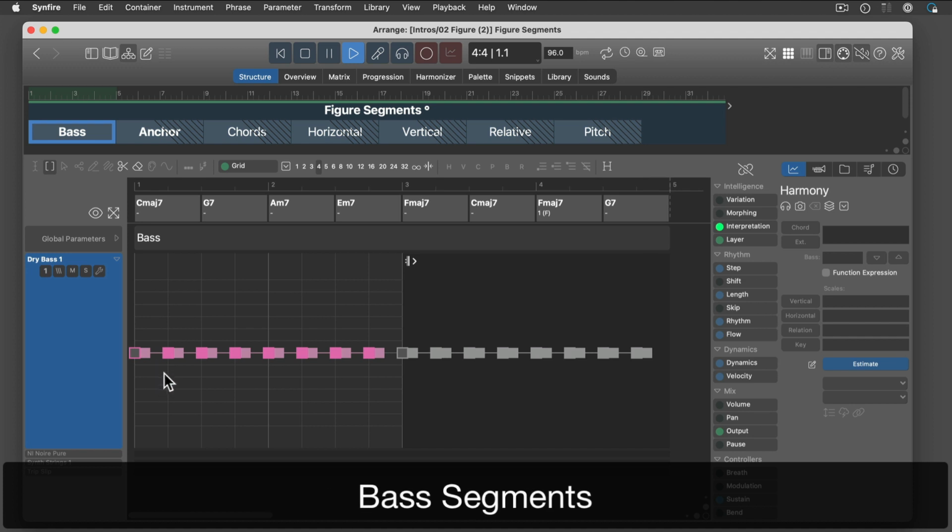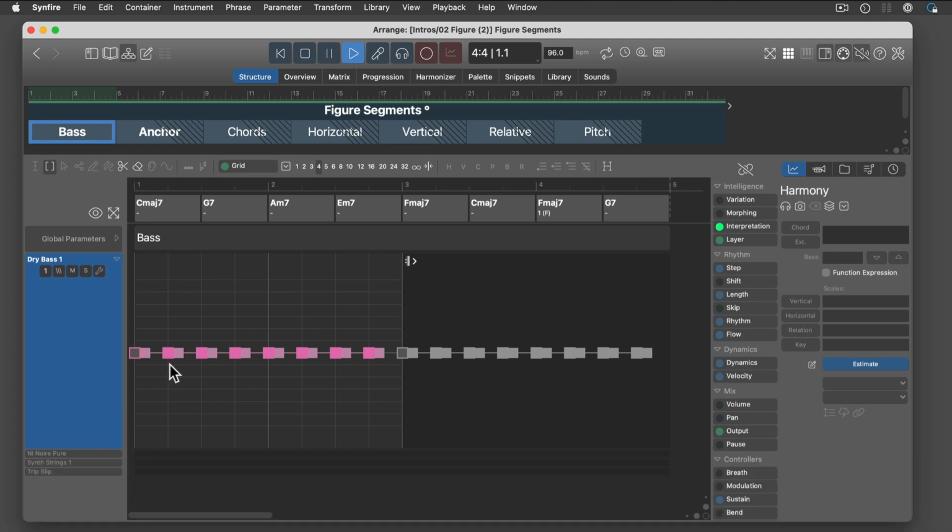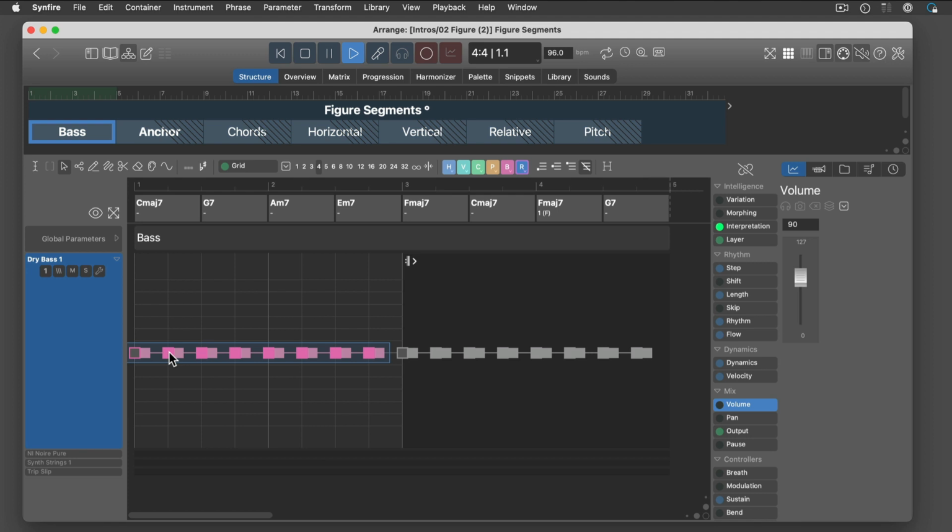The bass symbol maps to the vertical scale. The zero line always denotes the bass note of current harmony. This bass segment has all symbols in a straight row. Synfire tries to maintain the same bass note where possible. A symbol will be transposed to match harmony only if a scale doesn't include the desired note.